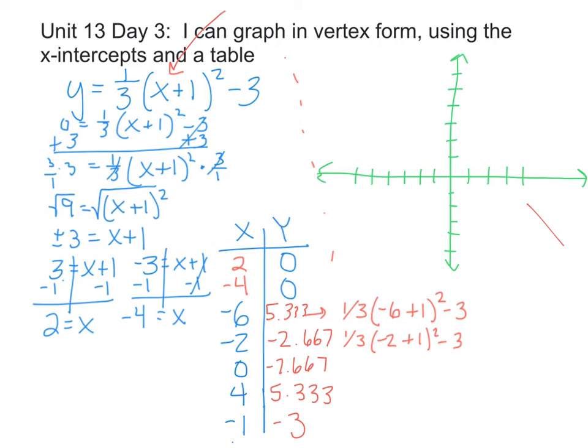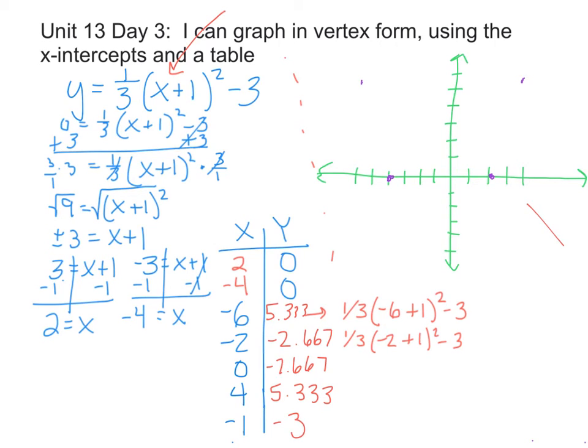All right, so 2, 0, well, that's right here. Negative 4, 1, 2, 3, 4, 0. Negative 6 is at 5.333. So 1, 2, 3, 4, 5, and up a little bit more. 4 is also at 5.33333. So I'm going to put them about the same level.